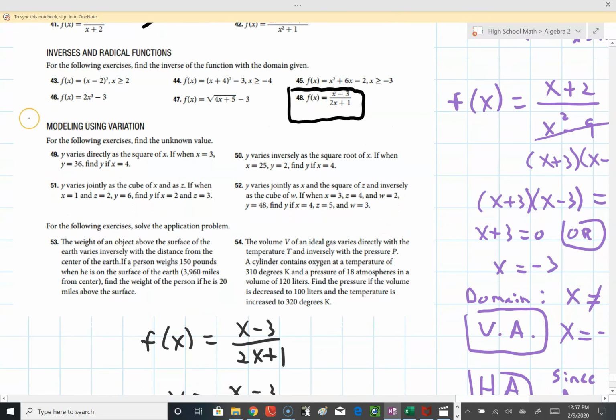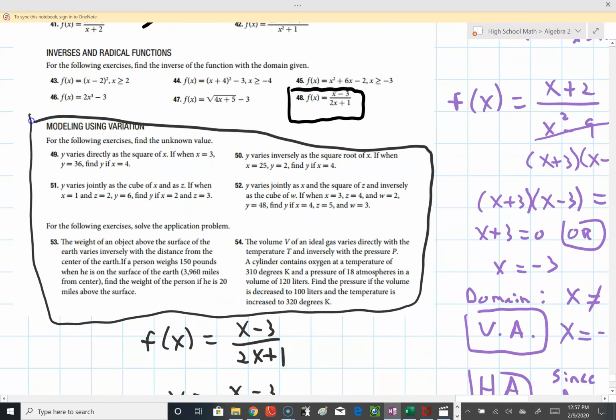The inverse variation problems here, I'm going to make a separate video that deals just with 3.8 because we didn't discuss that in class.